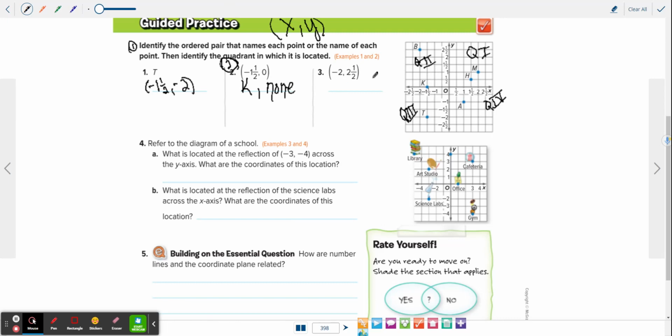Okay. And then number 3, negative 2. So go over to negative 2, 2.5 up is point B. So we're going to say B. And it's obviously in quadrant 2.